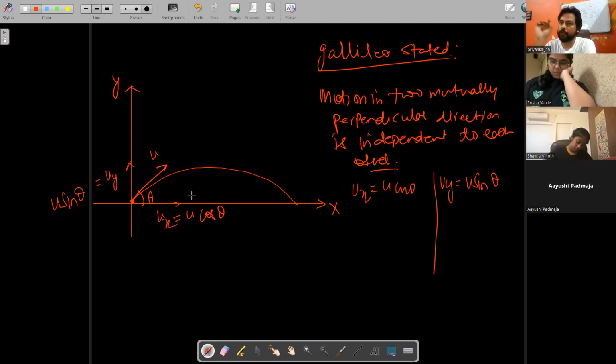And you can see that when you throw any ball, there is only one force acting, and that is because of gravity. So acceleration acts downward only, right? Always.